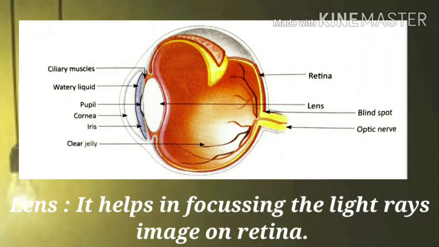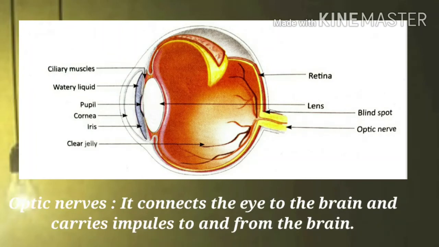So lens helps in focusing the light that passes through the pupil into the eye and helps in focusing the image on retina by bending the light rays. Optic nerves. Optic nerves carry impulses to the brain from retina and from brain to the eye.